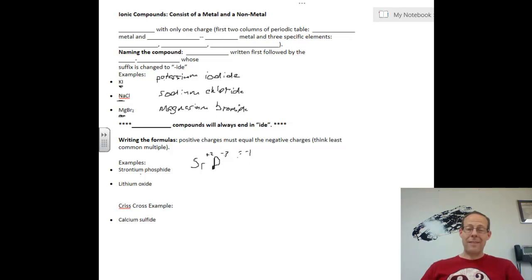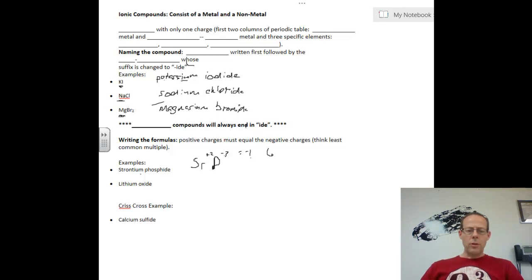So compounds have to be neutral. Neutral means they have a charge of 0. So we want to find the least common multiple of 2 and 3. Again, up here we have to think least common multiple. The least common multiple of 2 and 3 is going to be 6. So I'm going to put a 6 right here.